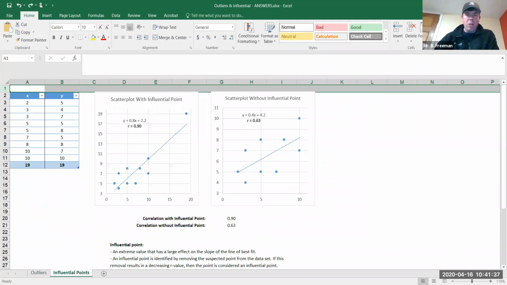The last one I want to show is the influential point. This is trickier because we don't tend to think that we should remove this outlier because it looks so strong. So look at this value right here. That one value is saying that we have a very strong positive linear correlation, but we don't. This is a situation where one outlier, called an influential point, can actually go and wreck the data set and make it look stronger than it is.